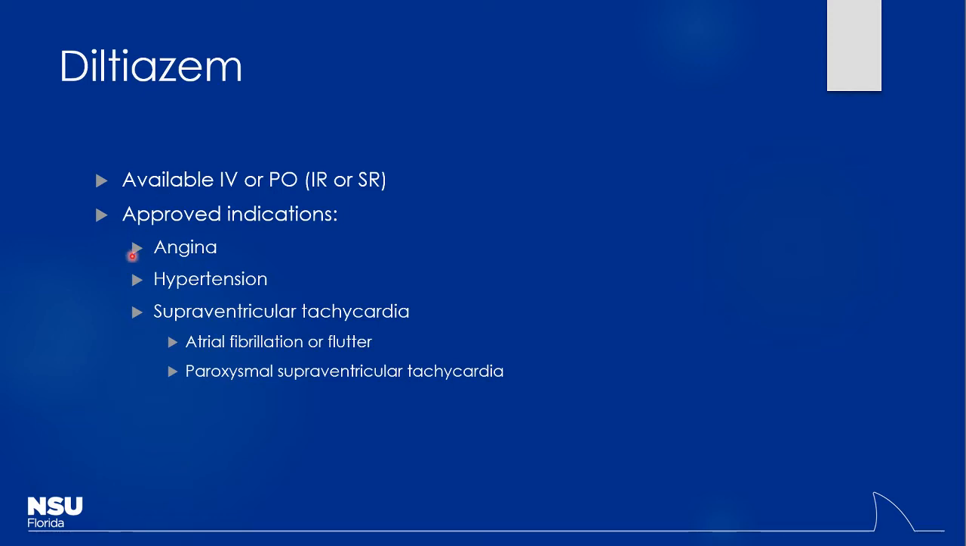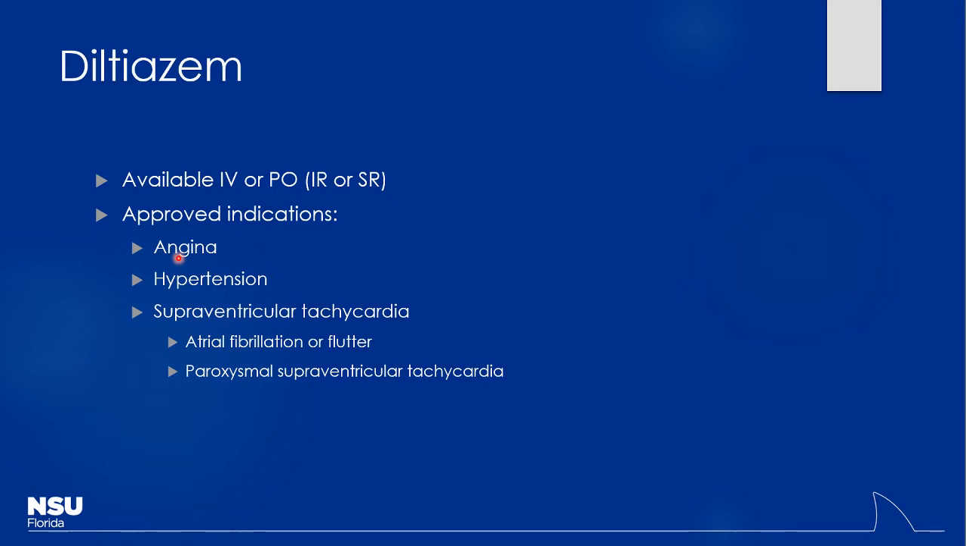IR just means what? Immediate release, right? Could mean interventional radiology, but for our purposes, we're talking about drugs. So IR means immediate release. And again, we can see it used for angina. Why do you think it would be good for angina? So it could be a vasodilator, right? So it could increase some blood flow to the heart. What's the other big thing, though?